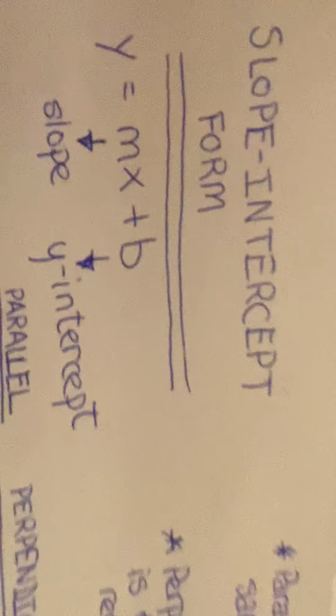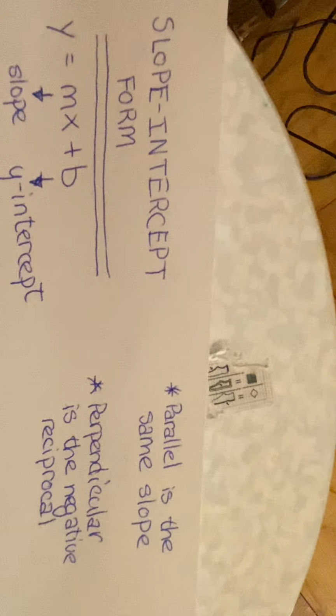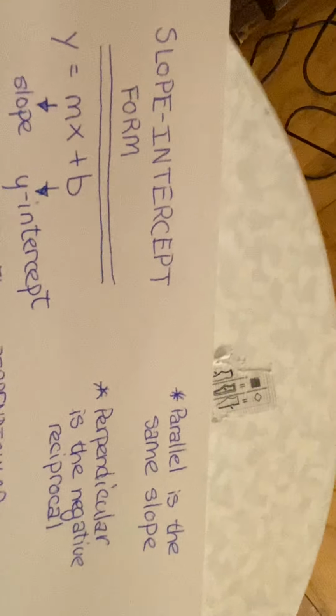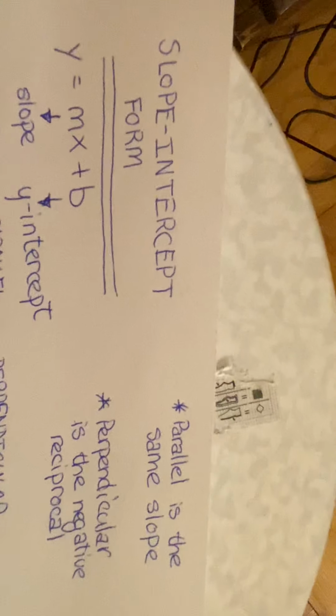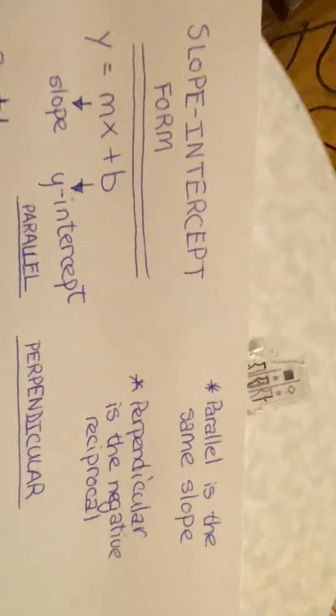All right, so something else that we need to know is that if the line is parallel to another line, it will have the same slope, but if it's perpendicular, then the slope is going to be the negative reciprocal.